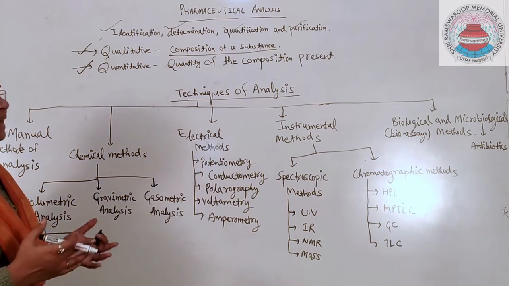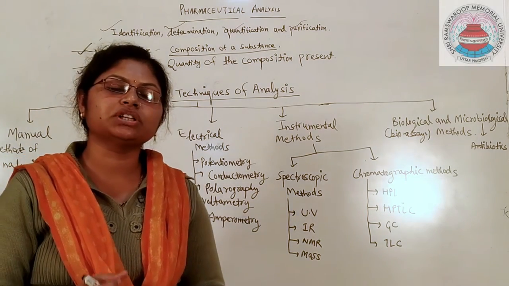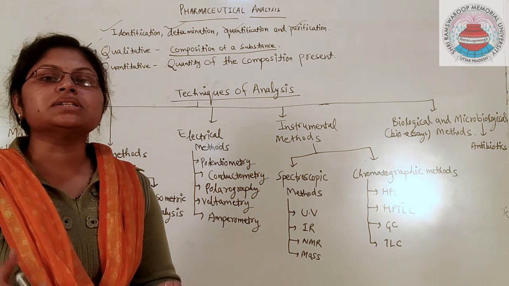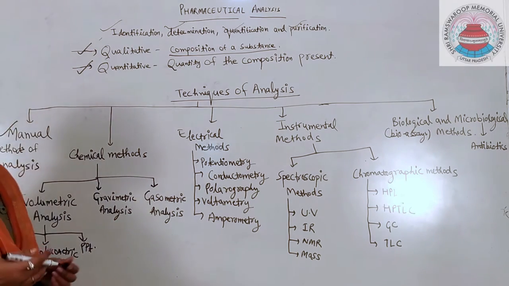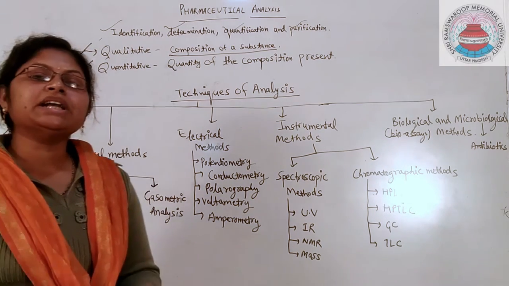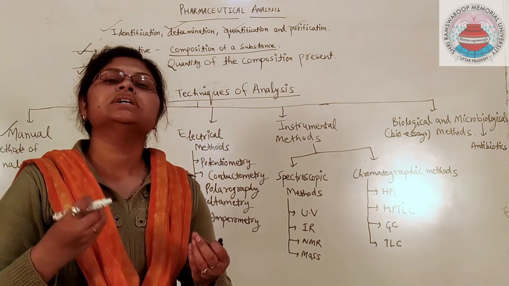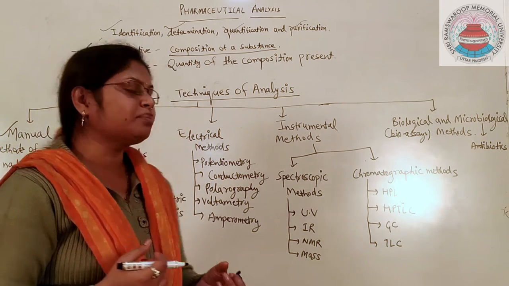Now we can go for the techniques of analysis, and the techniques of analysis can be divided into three main portions. The first is the manual method, the second is the chemical method, and the third is the instrumental method. In the manual methods of analysis, we can determine the substance depending upon the organoleptic properties, and the organoleptic properties involve color, odor, texture, melting point, boiling point and all other physical properties.